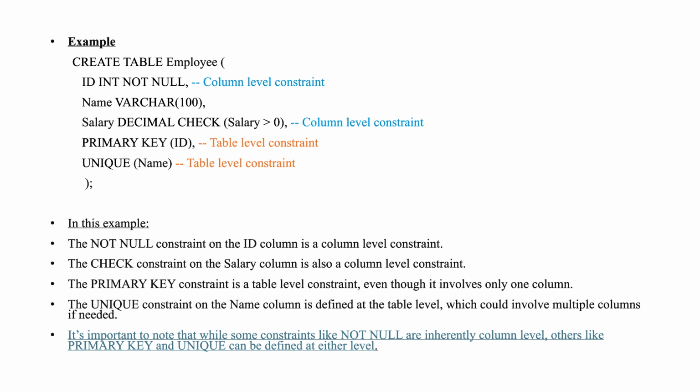Here, it's important to note that while some constraints like not null are inherently column level, which means you cannot apply a not null constraint at table level, other constraints like primary key and unique key can be either column level or table level.